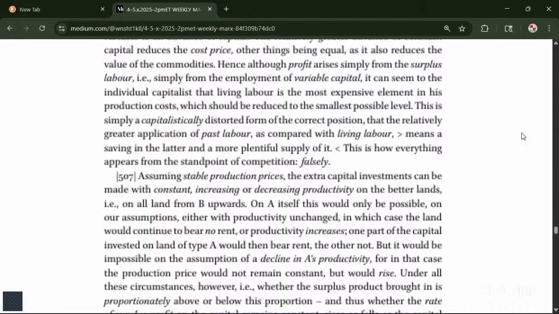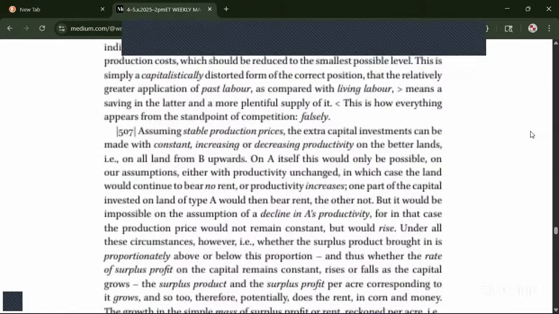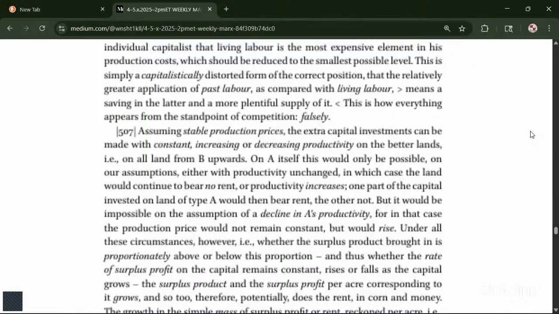Under all these circumstances, however, i.e., whether the surplus product brought in is proportionately above or below this proportion, and thus whether the rate of surplus profit on the capital remains constant, rises or falls as the capital grows, the surplus product and the surplus profit per acre corresponding to it grows, and so too, therefore, potentially does the rent in corn and money.